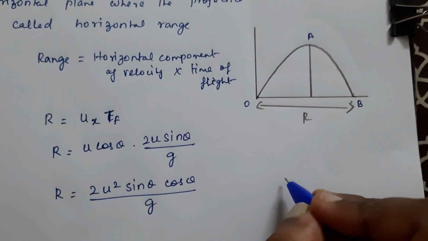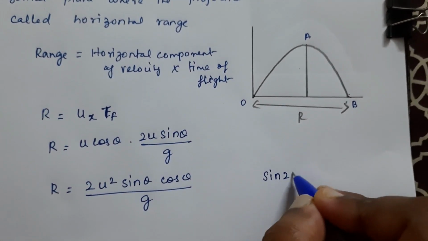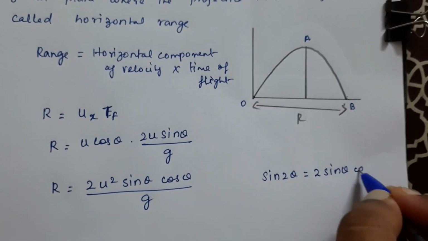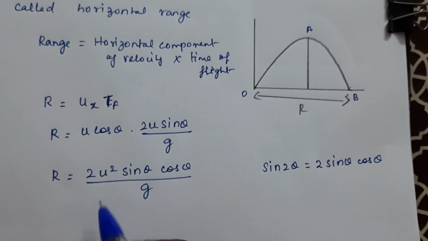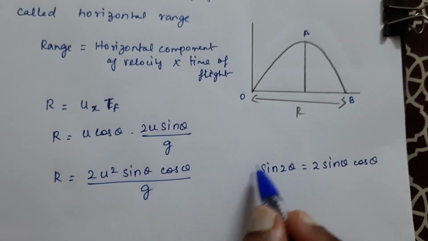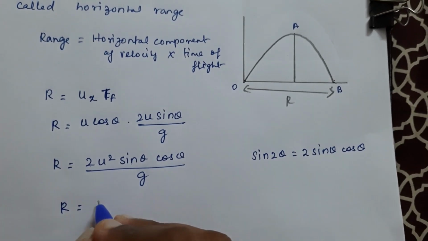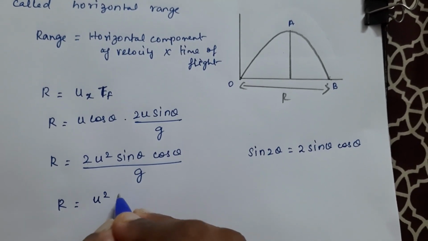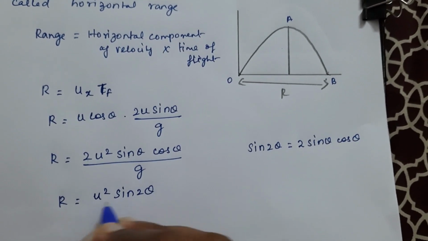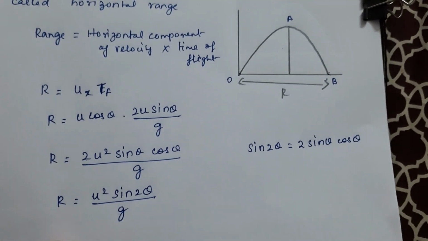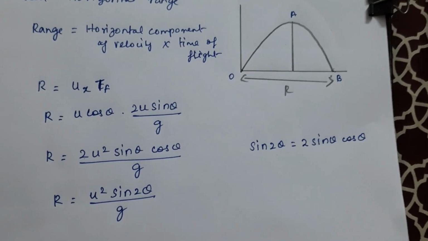Now here we can use the formula sin 2 theta is equal to 2 sin theta cos theta. So 2 sin theta cos theta can be replaced by sin 2 theta. So R is equal to U square sin 2 theta by g. So this equation will give you the value for range.